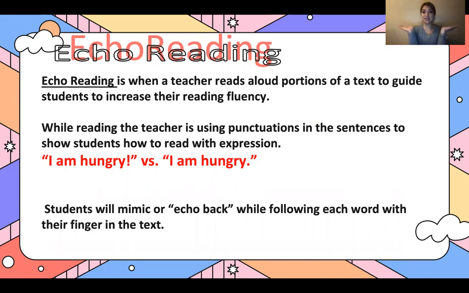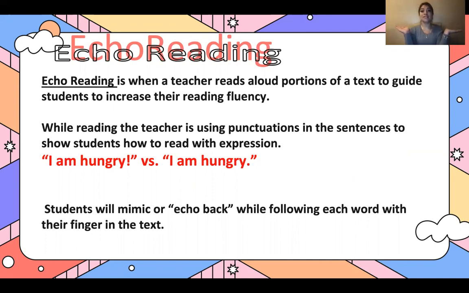Now let's try it with a period. "I am hungry." Does that sound correct? Yes. Let's repeat that again. "I am hungry." We are using a more toned out expression because this sentence ends with the period. So we will not be as loud or exaggerated as we used with the exclamation point.